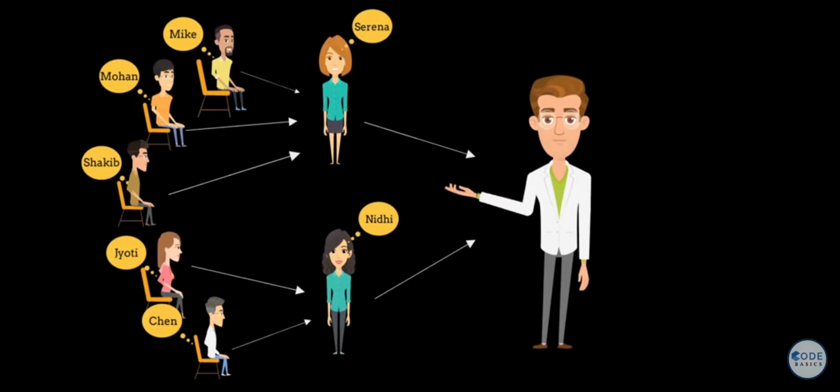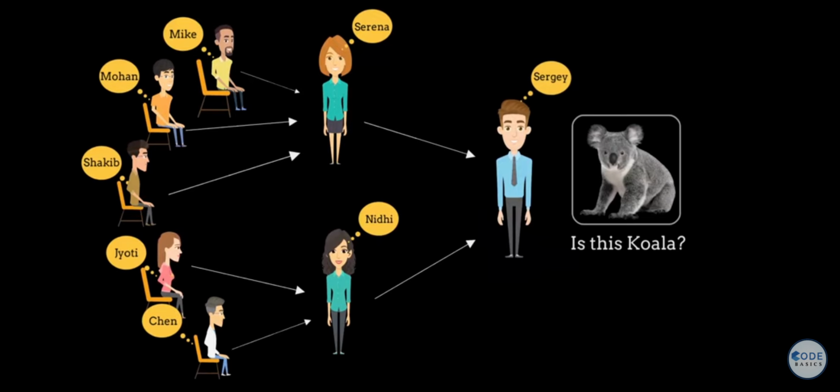So Serena and Nidhi are actually, in terms of neural network, a hidden layer. Mike, Mohan, etc., they are forming the input or the first layer, and Sergey is the output or the last layer. So this is a neural network. It's a trained neural network.